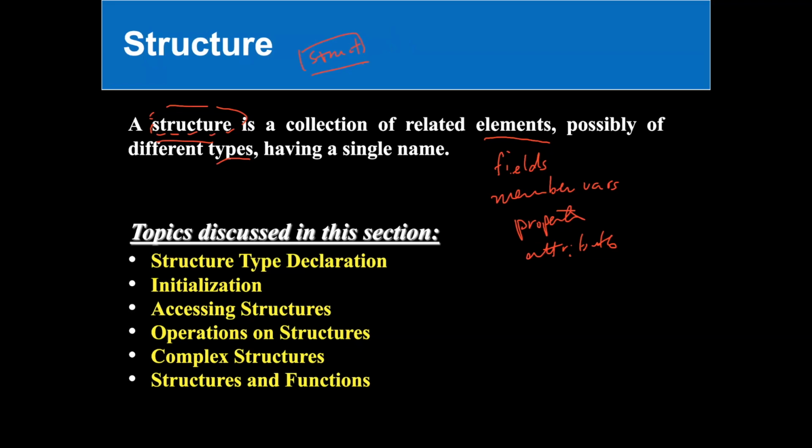But there are some differences between struct and classes. In this video, we're going to talk about structure declaration, how we initialize various fields or elements, how we access these elements inside a structure, how we operate on these structures, how we pass them into, for example, a function, and various types of structures. Sometimes we may have an array of structures, for example, inside another array. We'll explore these various topics in this video.